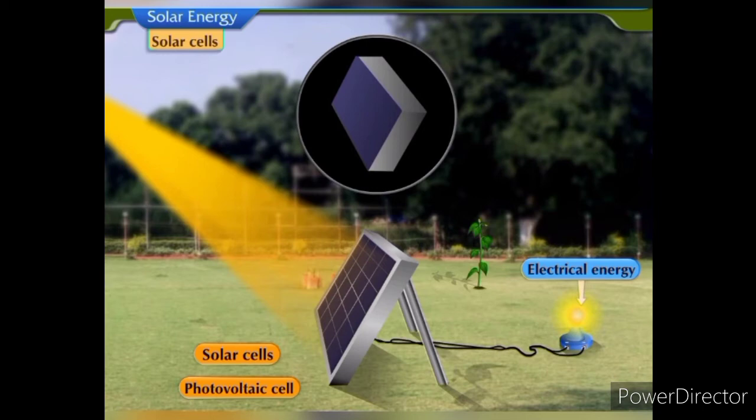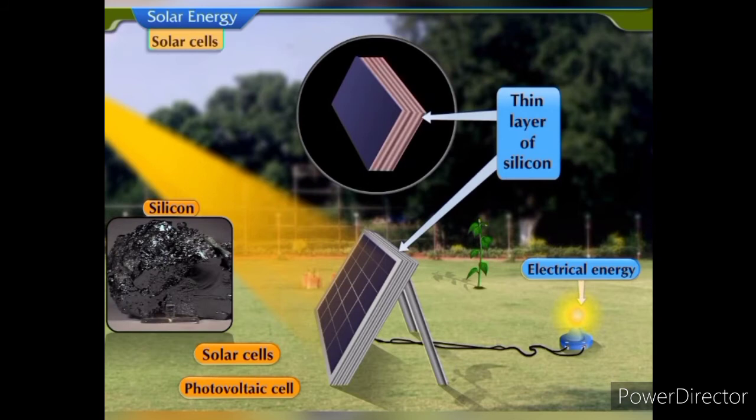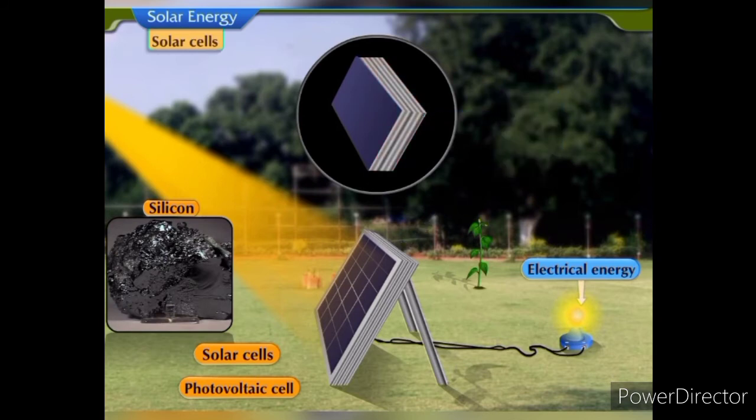Modern solar cells are made of silicon. Silicon is easily available in abundance and it is environmentally friendly. A solar cell consists of a number of thin layers of silicon. They convert solar energy into electrical energy.